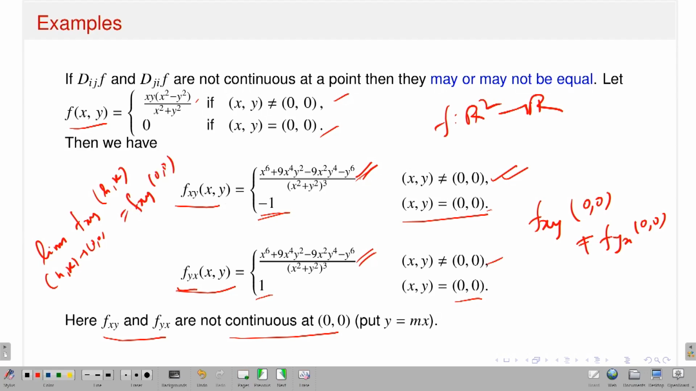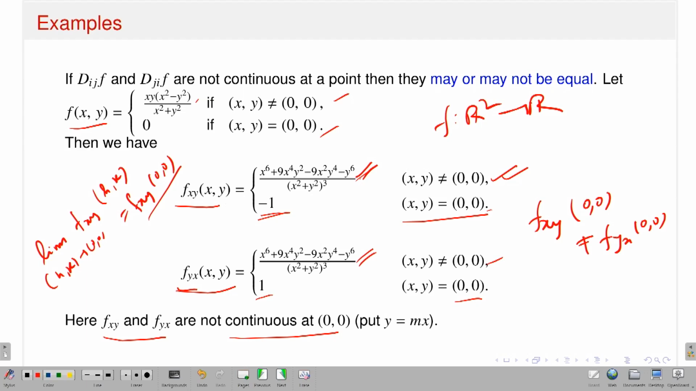So the limit should exist as (h, k) approaches (0, 0) of the function f_xy, and if it exists, it should be exactly equal to the value of the function at the point (0, 0). That is the definition of continuity I know. If this is the case, then I will say that yes, my mixed partial derivative f_xy is continuous at the point (0, 0). Now, forget about this right hand side. Look at this limit. This limit actually does not exist, because look at the function. Your function f_xy is nothing but a quotient of this. If (x, y) is non-zero, I have this expression, and it is exactly equal to -1 if (x, y) is (0, 0).